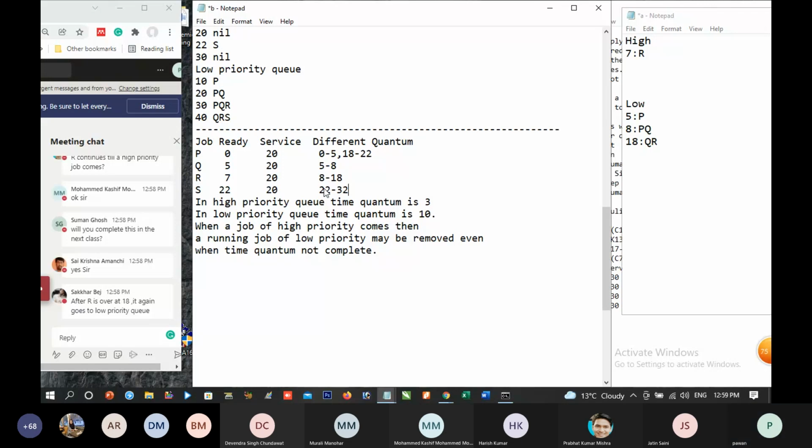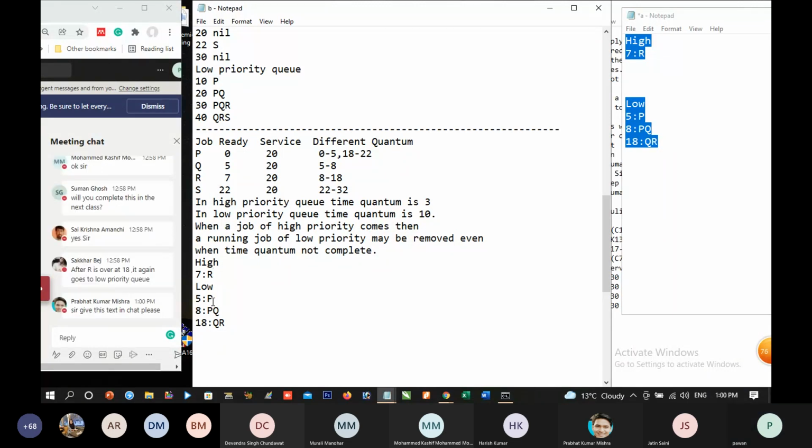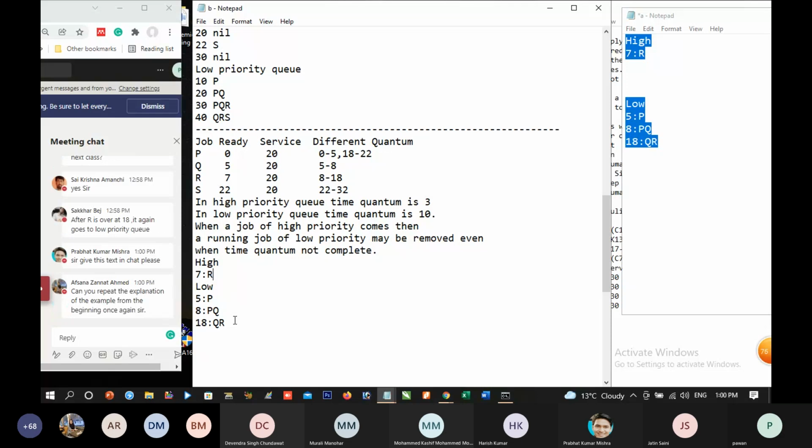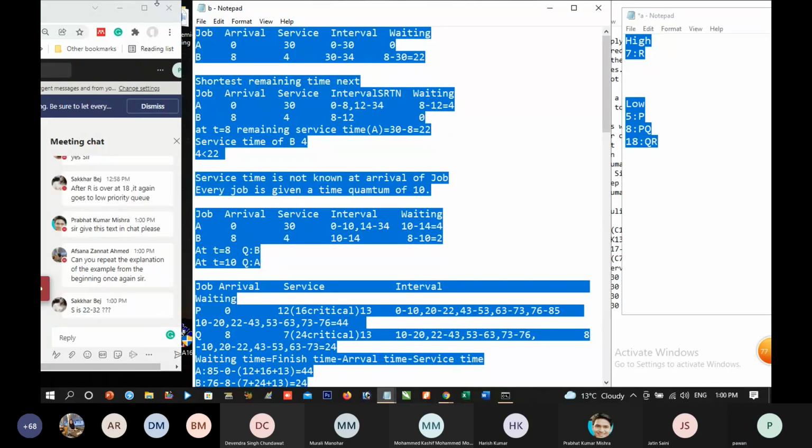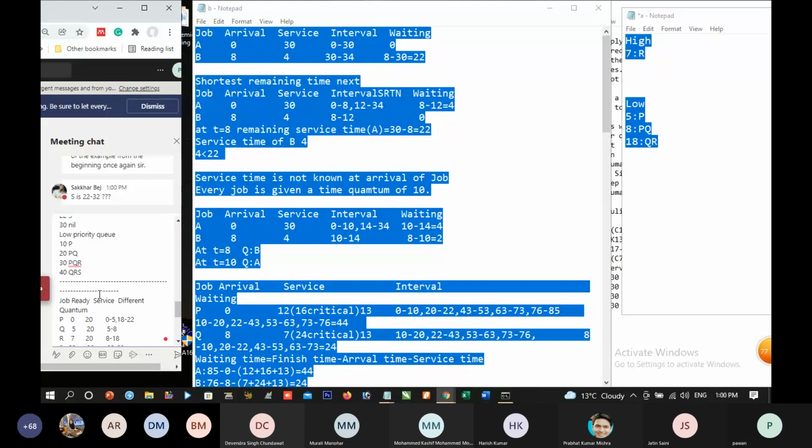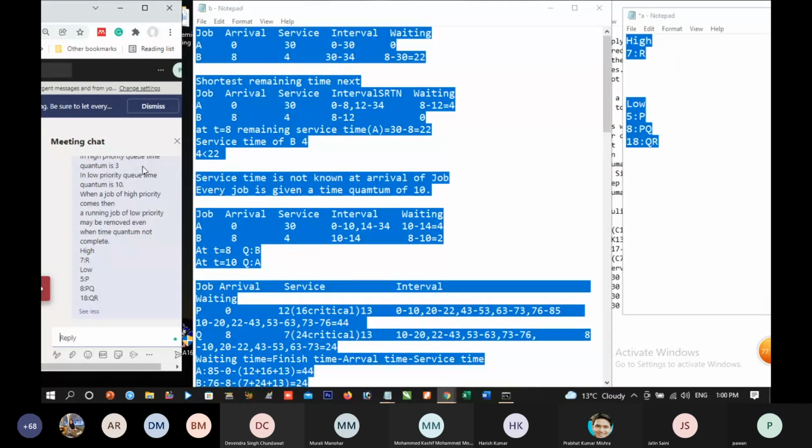What is your doubt? Any doubt now? I am giving it in chart. Let some discussion be over. Okay, I will explain it. Is it correct? Yes. Let me put it into chart. This first. Yes, S is 22 to 32. Yes. I am explaining this.